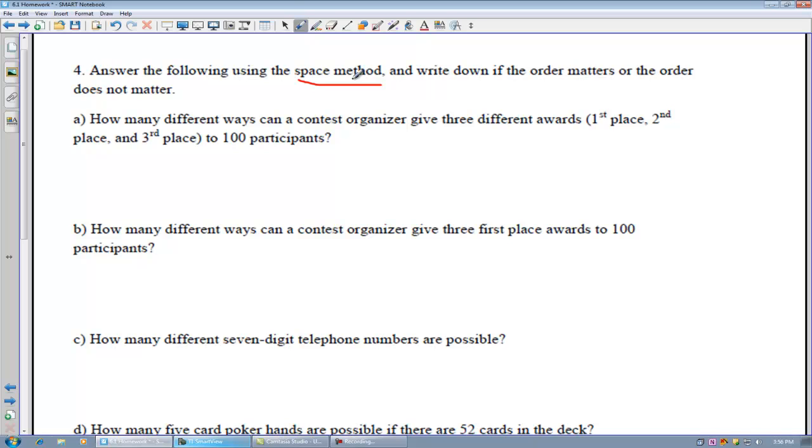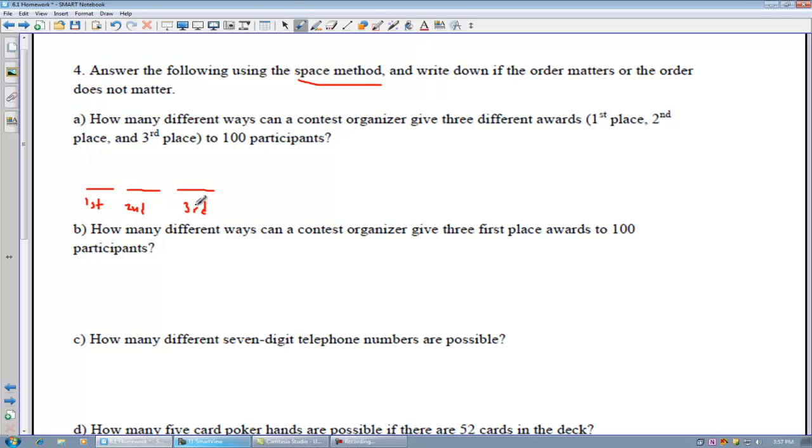On this one, it says, how many different ways can a contest organizer give 3 different awards: first place, second place, and third place, to 100 participants? Okay, so you have 3 awards: first place, second place, and third place. So we can label these if you want: first, second, and third. And you have 100 participants.